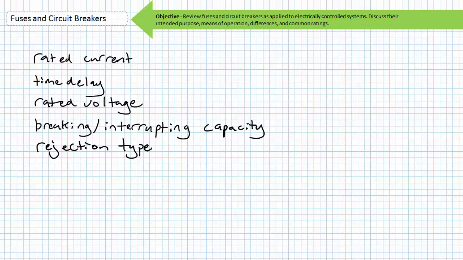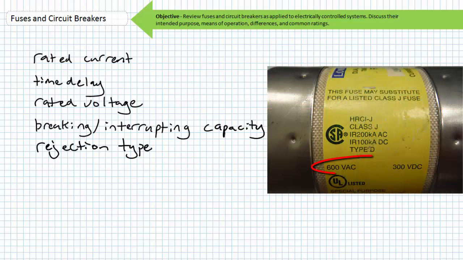Rated voltage. In addition to rated current, a fuse has a rated voltage, which indicates the maximum safe operational voltage limit. Larger voltages require physically larger fuses to interrupt the same amount of current, because even air could become a conductor with a dangerous arc forming between 2 high voltage points in close proximity.